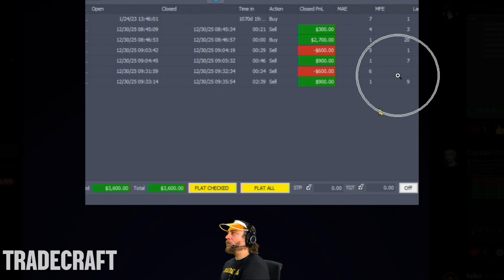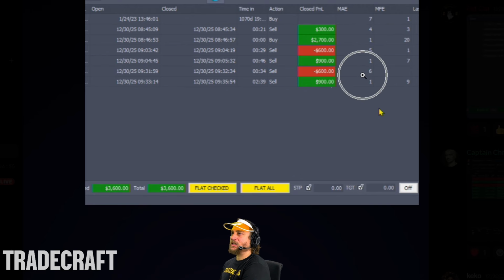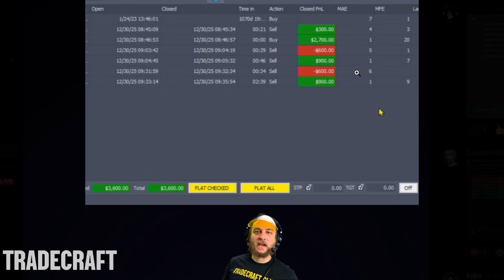This right here is not printing a number. We can see it says 6 MAE, which, by the way, means max adverse excursion, how far the trade's gone against me. And then we have MFE, which we can see is not printing, so that's 0. That is max favorable excursion. So what that's telling me is the trade immediately went against me.